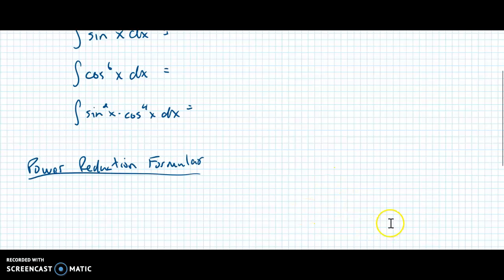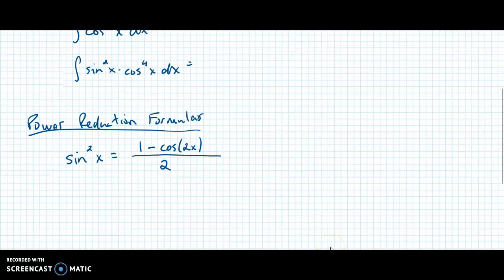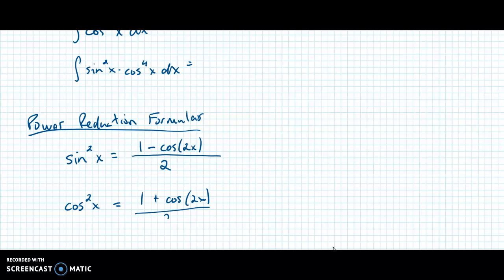So the power reduction formulas, there's one for sine and there's one for cosine. The power reduction for sine is that sine squared x is equal to 1 minus cosine of 2x all over 2. And then the corresponding one for cosine is cosine squared x, which looks very similar, is equal to 1 plus cosine of 2x all over 2. So notice the sine squared one is almost exactly the same as the cosine squared one, except I've got a negative and a positive.